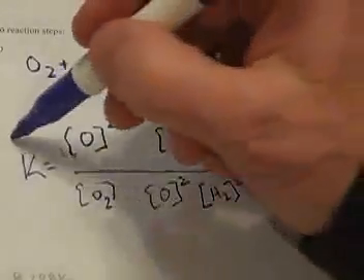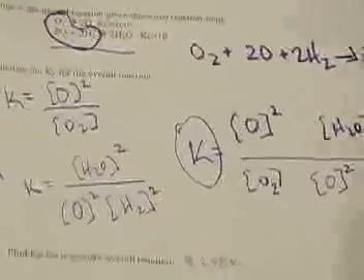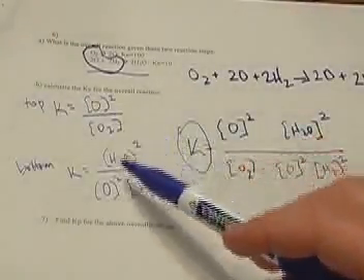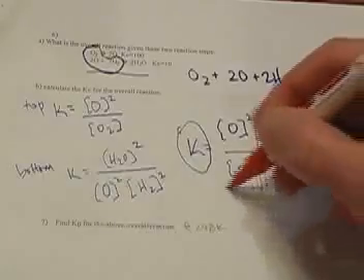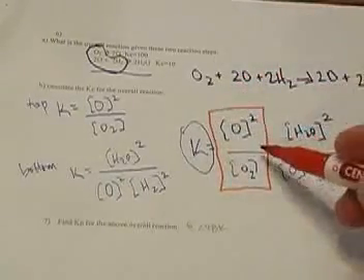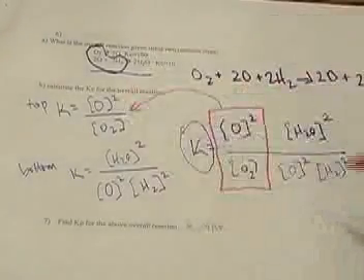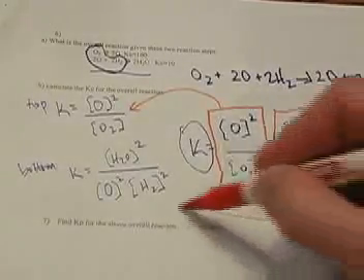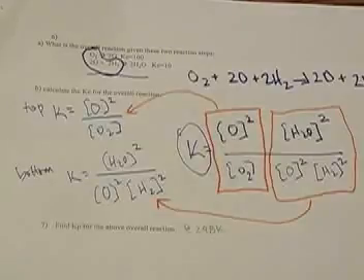Now, look at this overall K next to the top K and the bottom K. And I'll use a different color. Look at this portion of the overall K and see how it compares to this. And look at this portion of the K and how it compares to this. Do you see they're exactly the same?